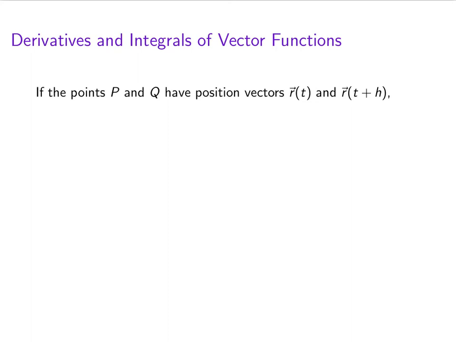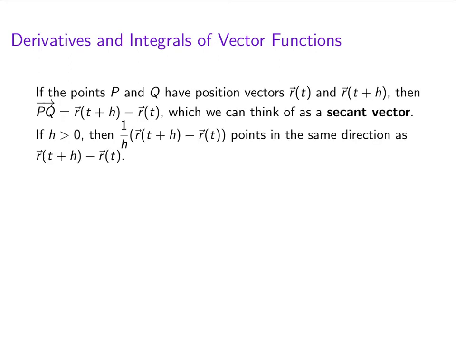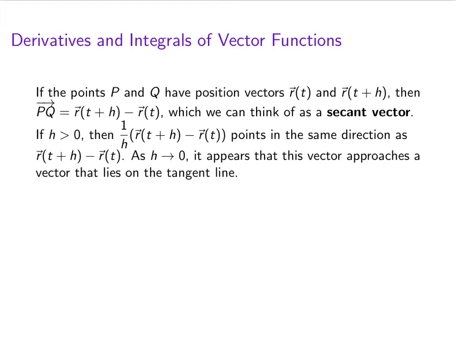So the points P and Q have position vectors r(t) and r(t + h). Then PQ is r(t + h) minus r(t). We're going to think of that as a secant vector. And then, as long as h is bigger than 0, 1/h times that points in the same direction as r(t + h) minus r(t). And as h goes to 0, what it looks like is that that vector approaches a vector that lies on the tangent line.